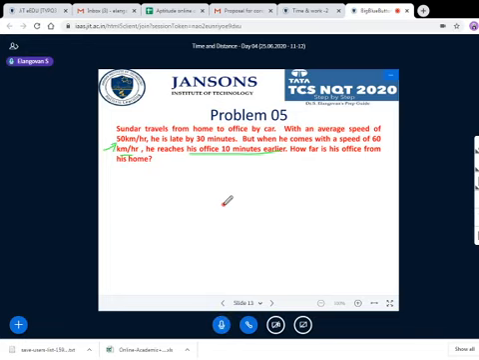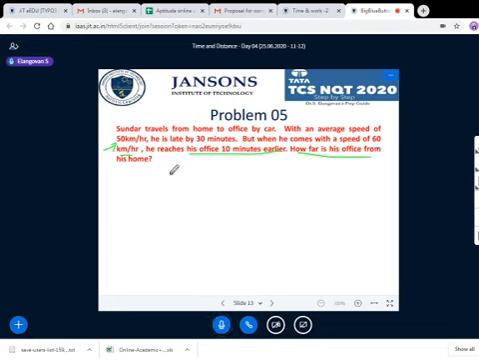Sundar travels from home to office by car with an average speed of 50 kilometers per hour. He is late by 30 minutes. But when he comes with a speed of 60 kilometers per hour, he reaches his office 10 minutes earlier.